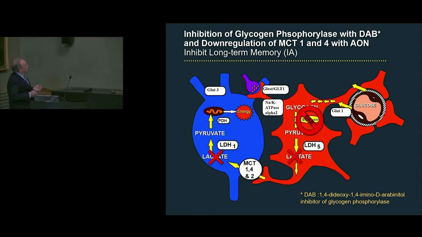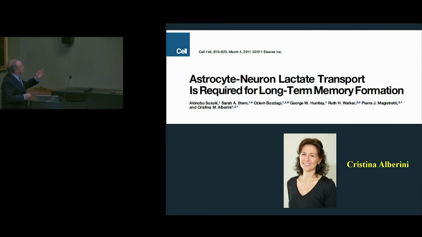And also we blocked the transport with oligonucleotide antisense. We decreased the expression of these monocarboxylate transporters. 1 and 4 are astrocyte specific, 2 is neuronal specific. And this is work I did with Cristina Alberini. She's really an expert in the molecular mechanisms of learning. And we published this now 12 years ago, essentially showing that astrocyte-neuron lactate transport is required for long-term memory formation.